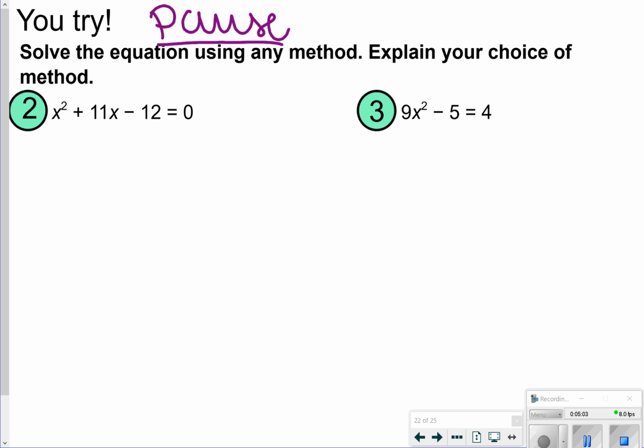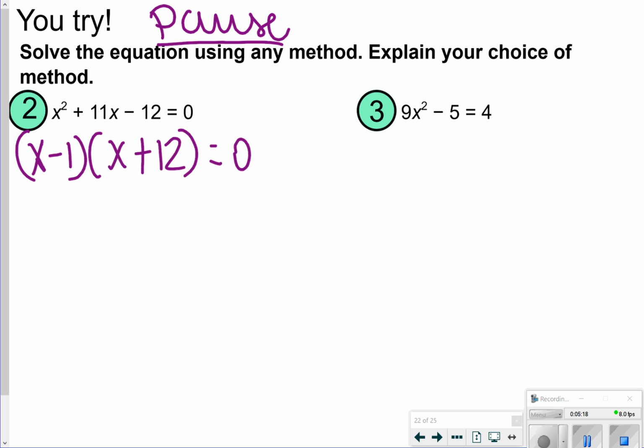All right, so for number 2, I actually use factoring because a was equal to 1, and I can find the factors of negative 12 that would make positive 11. That's going to be x minus 1 and x plus 12. And then I just solved, so I got x is equal to 1 and x is equal to negative 12.